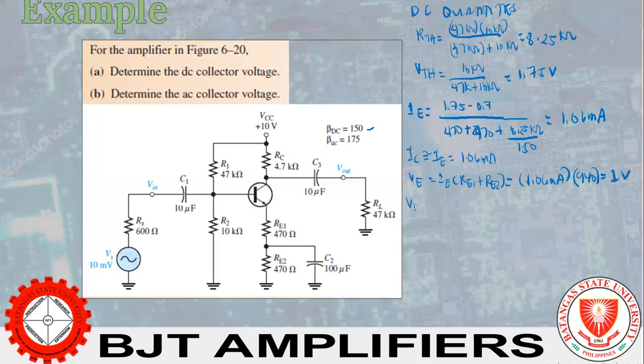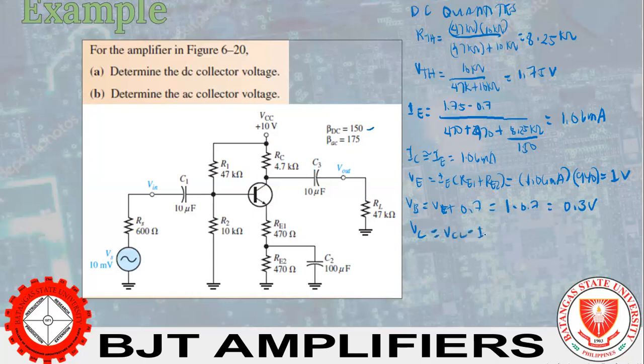So, VB naman natin. So, VB equals VE plus VBE, which is 0.7. So, yung VB natin, VE natin is 1, minus 0.7 volts. So, therefore, we have 0.3 volts. And we have VC. So, yan. This VC na tayo. Makakuha na tayo VC.